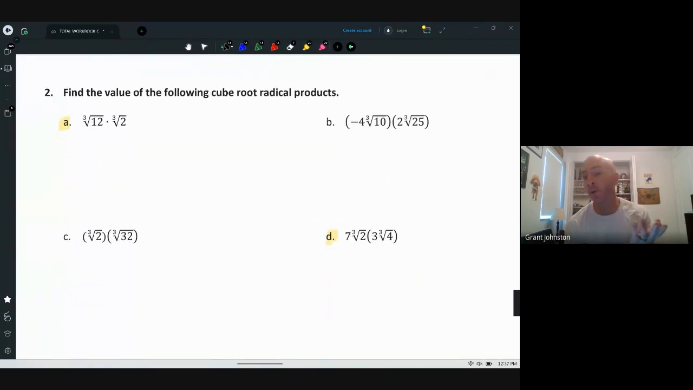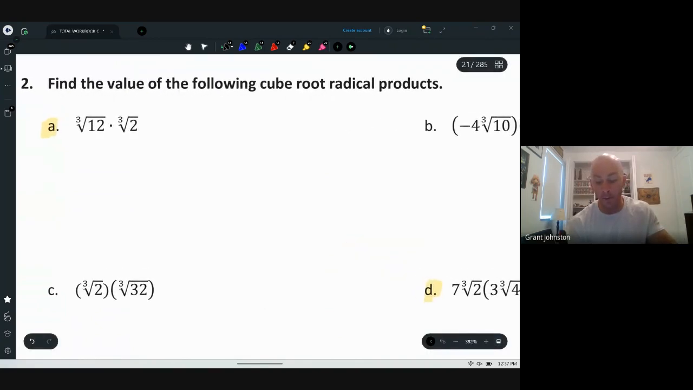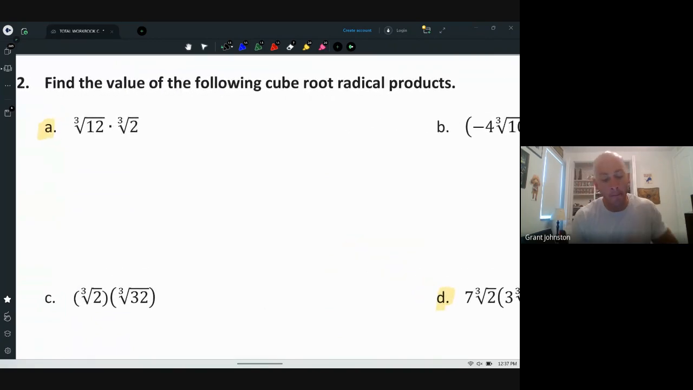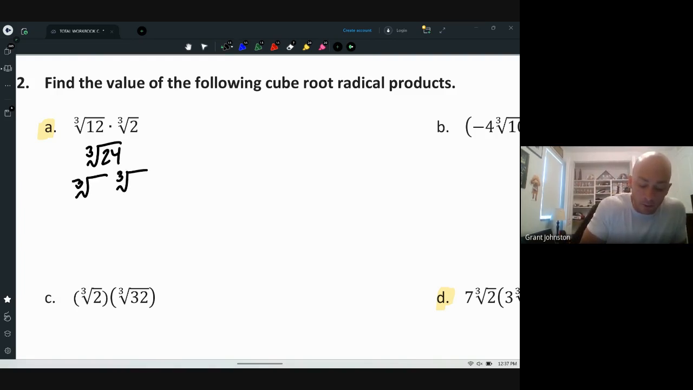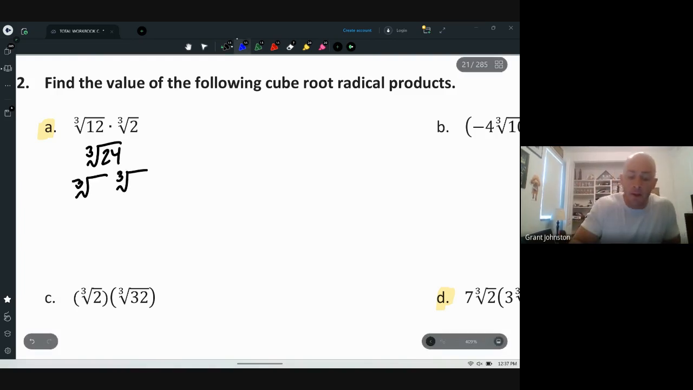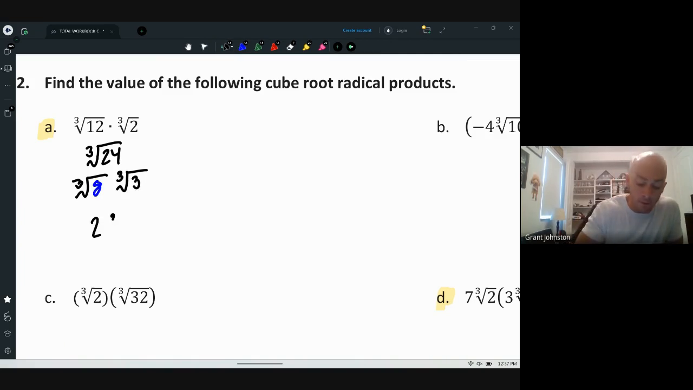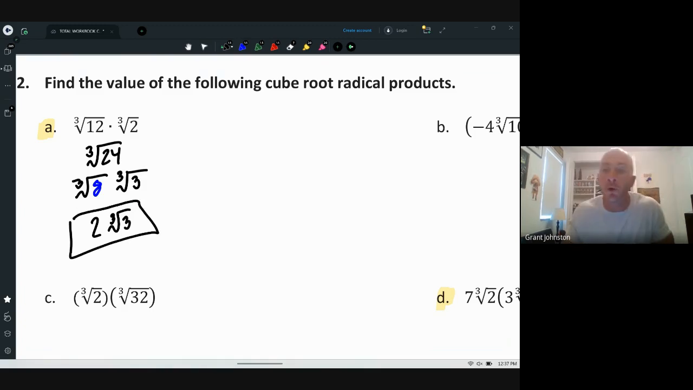And this is no different with cube root radicals. It's the same thing. You're going to multiply. So I'm going to do A and D. 12 times 2 is 24. Now we can break this up. The cube root of 24 is not a whole number, so I'm going to break it up into two separate cube roots. I think I can use 8 times 3. The cube root of 8 is 2. So 2 cube root 3 would be the simplified answer.